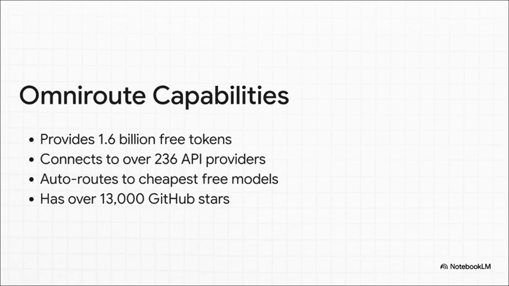But as we all know, running a brain like that uses tokens, and usually tokens equal money. Enter OmniRoute. OmniRoute basically acts as a free gateway. It connects to over 236 different API providers, most of which happen to have a free tier, and it automatically routes your request to the best available free model. If one runs out, it just quietly falls back to another. They estimate it gives you around 1.6 billion free tokens a month. Your agent literally never stops working, and you never, ever see a surprise bill.